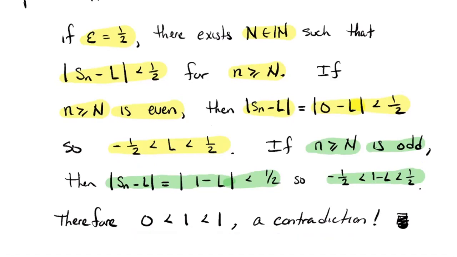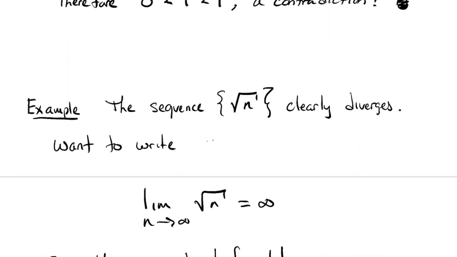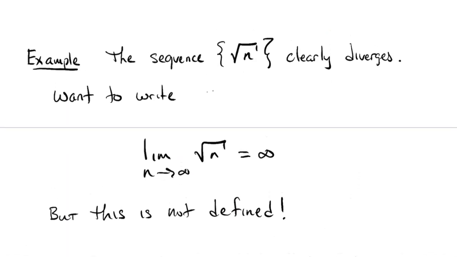So there's our contradiction. So this sequence, in fact, does not have a limit. And when a sequence doesn't have a limit, we say it diverges. Nice. Pause the video and soak that in. I'm just going to move on to the next example.